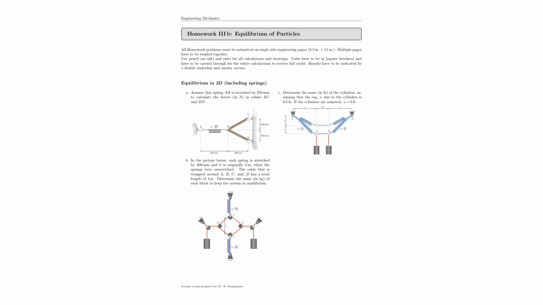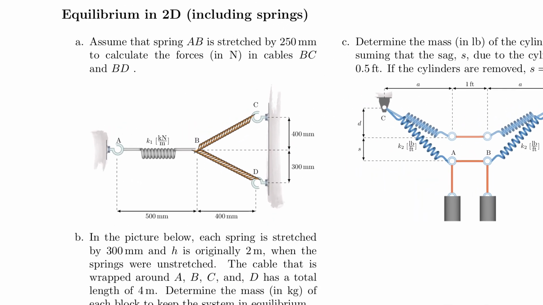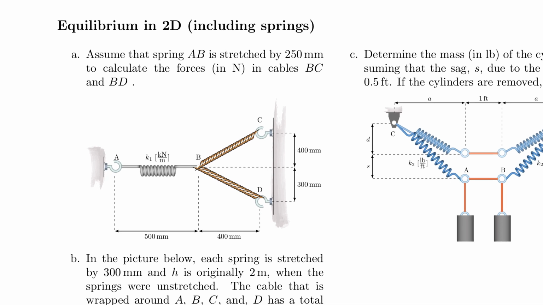All right, I believe we are very well prepared for our upcoming homework now. So let's take a look at each of the individual problems for which we're dealing with 2D equilibrium, including springs. And for our very first problem, you are asked to find the forces in these cables in BC and BD under the assumption that the spring AB is stretched by 250 millimeters.